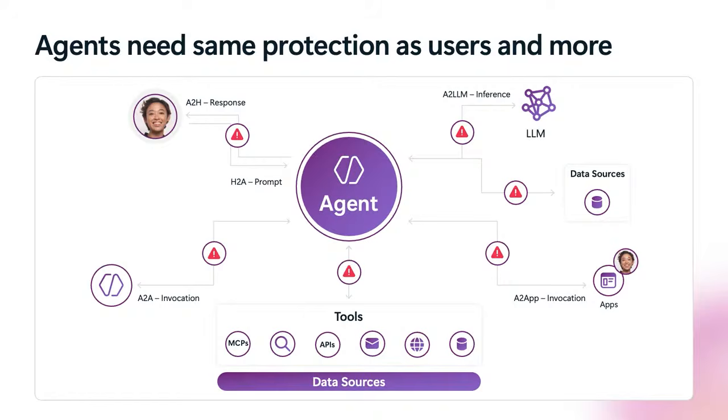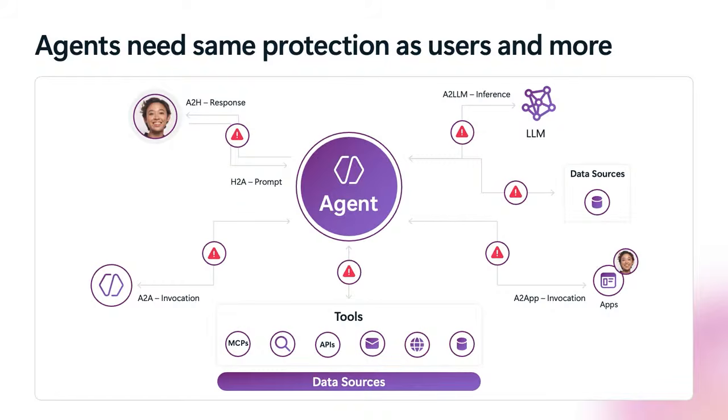So let's talk about what actually needs protection, because the surface area is bigger than most people realize. Start with the human to agent layer. Every prompt a user sends, every response an agent returns, that's an interaction that can be exploited. You need to protect that channel, control who can access which agents, and prevent users from being the entry point for an attack.